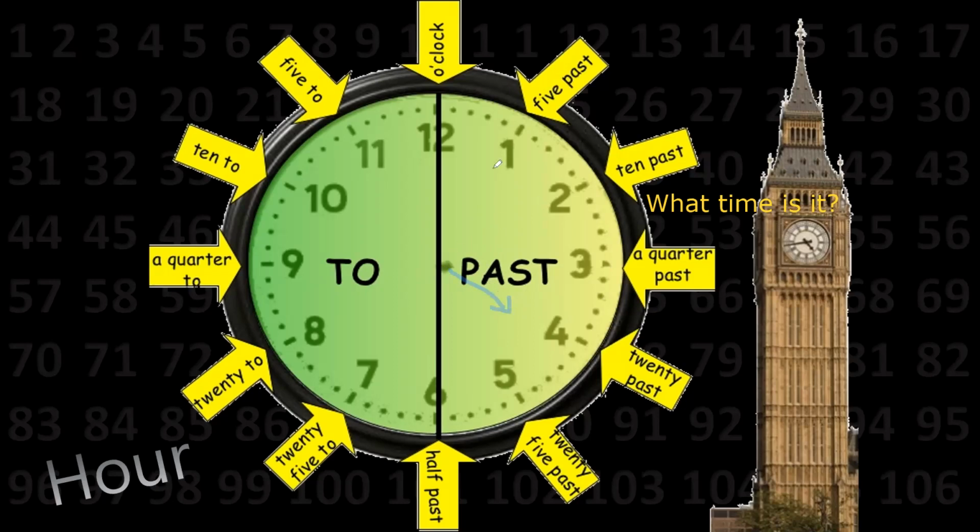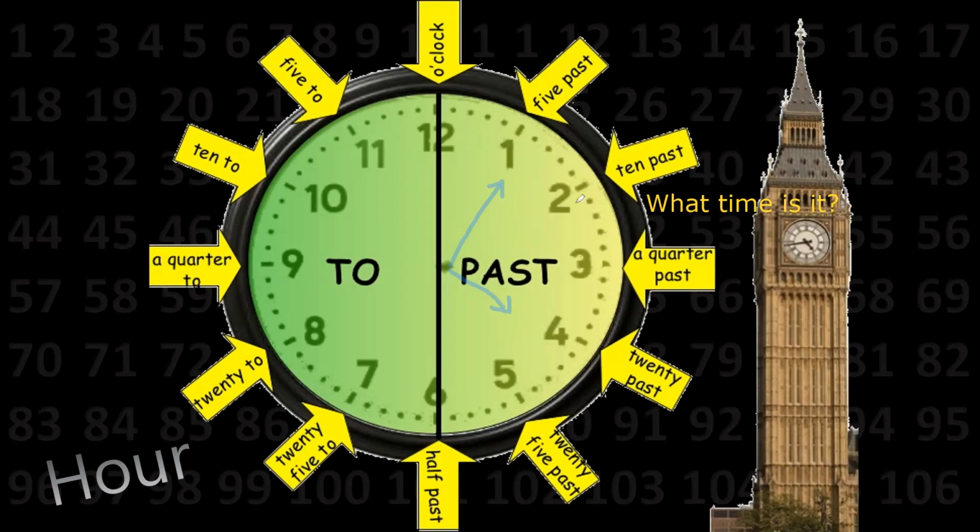Suppose it's pointing this way, okay? And here we have the minute, okay? This is the hour and this is the minute. So if I'm pointing to number 1, it means that 5 minutes have passed of 4 o'clock. So we say it's 5 past 4. First we say the minutes, okay?